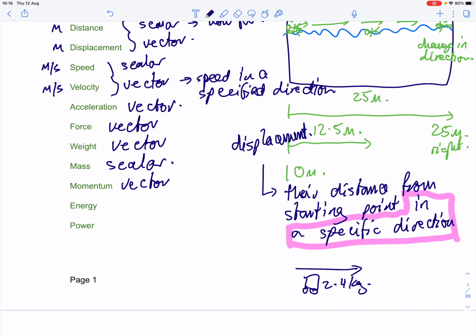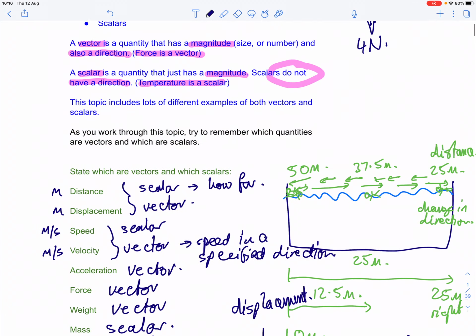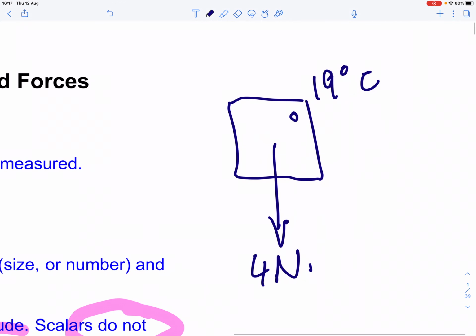Energy, it's pointless to say that a kettle has 2,000 joules of heat energy to the left. That doesn't make any sense. So energy is a scalar, and power, likewise, if something's generating 200 watts, it's not doing it in any particular direction. So power is also a scalar. So the bottom thing to remember is, if you can assign a direction, or think of a direction that this quantity acts in, then it's got to be a vector. If you can't, if it doesn't have one, then it's a scalar.